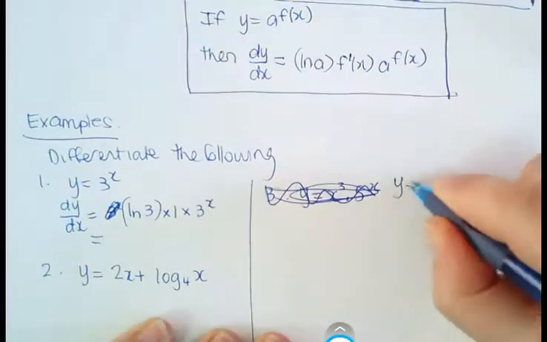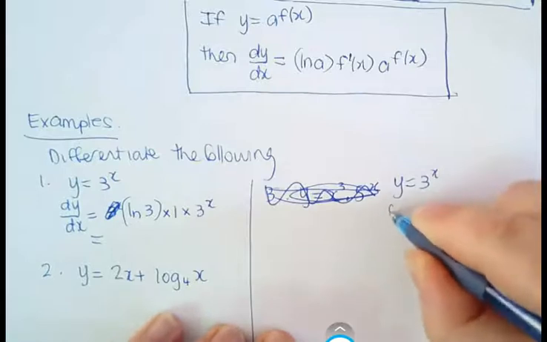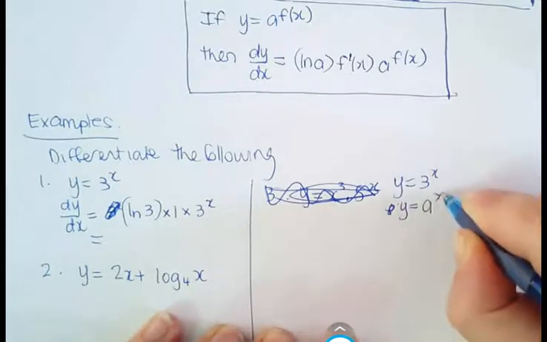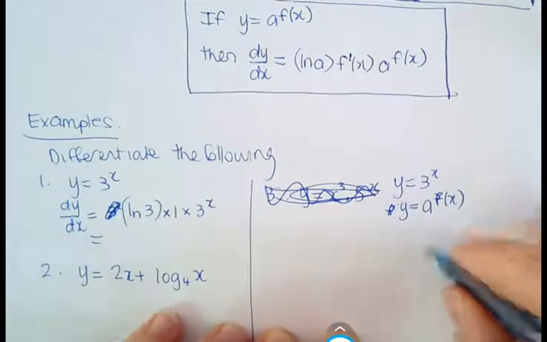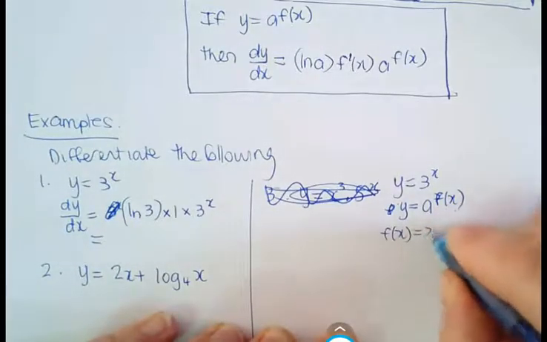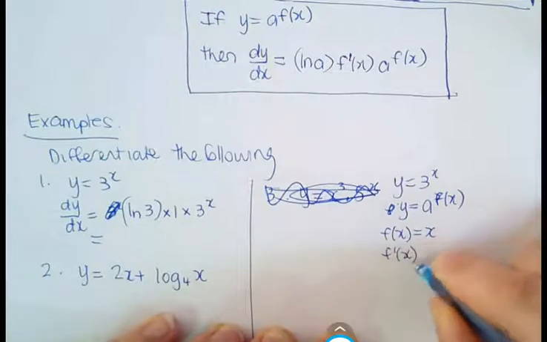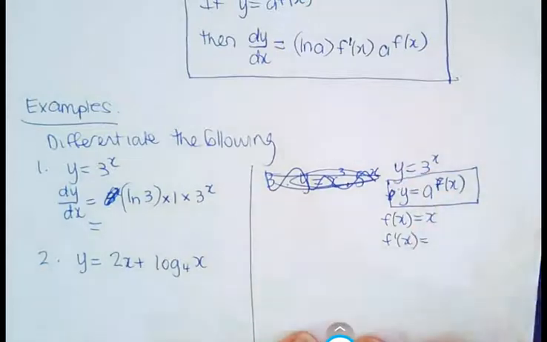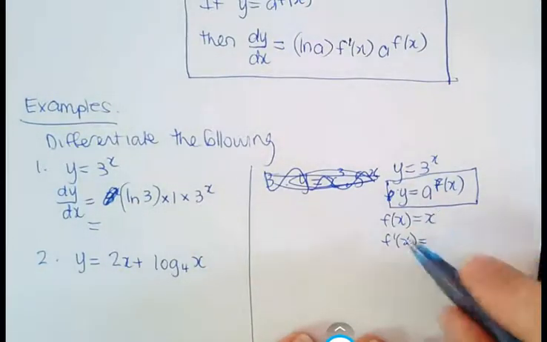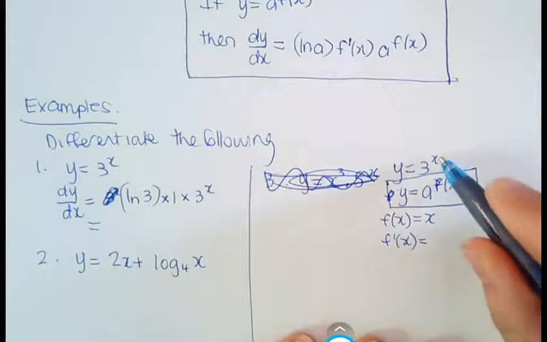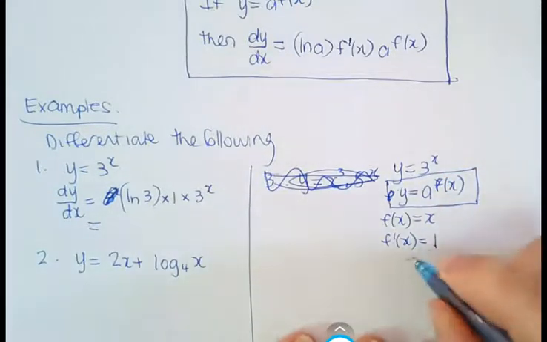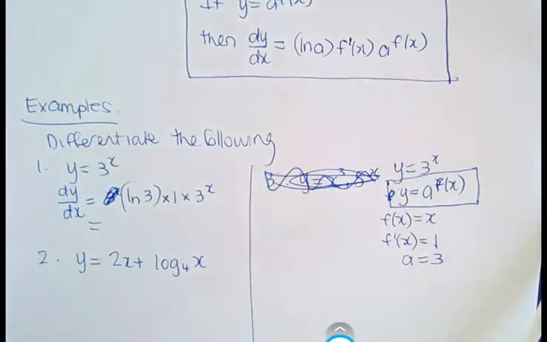Again, we've got y equals 3 to the power of x. If you want to write it in this format, y equals a to the power of function of x, that's what's on your formula sheet. Your function of x is x. What's your f dashed x? Your function of x in this case is an x, got it? Your f dashed x is 1, if you differentiate that, and your a is a 3. Okay, so then you can substitute it in.